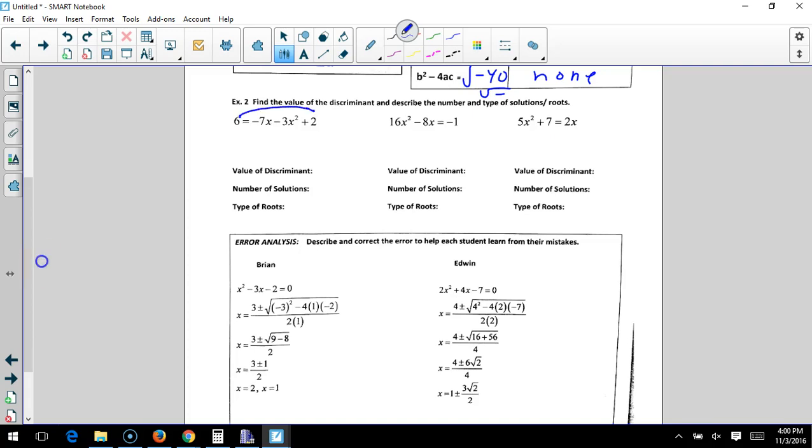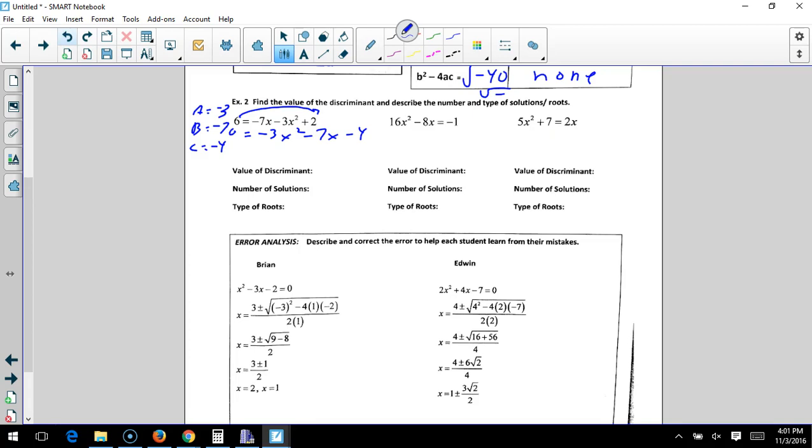So first off, we have to move this bad boy over by subtraction. So we have 0 equals, well, we have to put it in order also, negative 3x squared minus 7x, 2 minus 6 is minus 4. So my A is negative 3, my B is negative 7, and my C is negative 4.